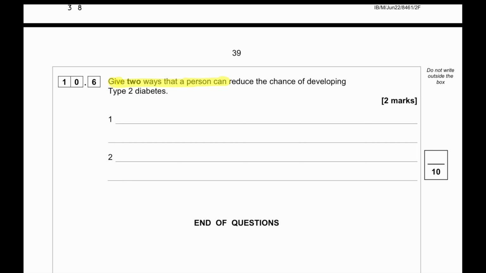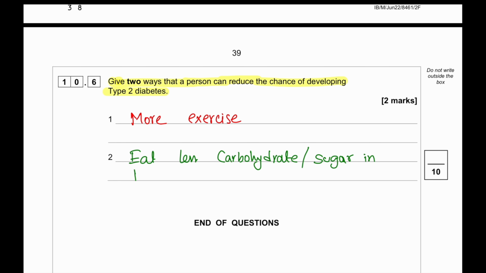Give 2 ways that a person can reduce the chance of developing type 2 diabetes. The person can decrease body weight, do more exercise, and eat less carbohydrate-containing food. Now guys, decreasing body weight is an optional point. So we will go for do more exercise and eat less carbohydrate in their diet.